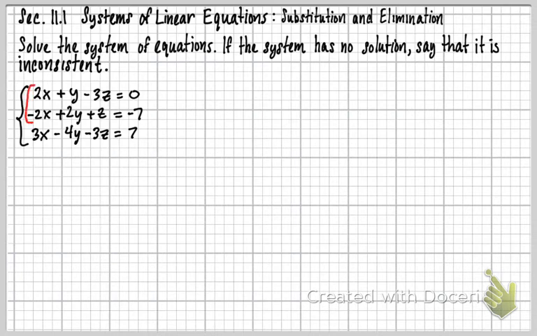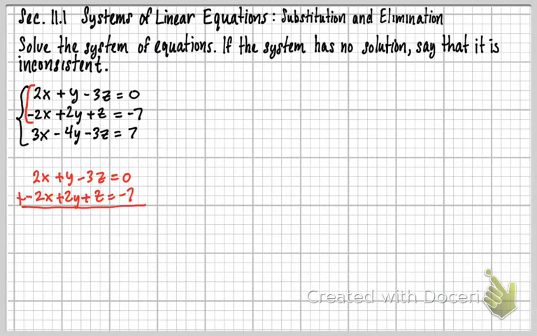Because I see that the x's are opposites already, I don't have to do any work there. I'm just going to add those together and get rid of the x's. So I'm going to have 2x plus y minus 3z equals 0. I just took this first equation and wrote it down there. And I'm going to write the other one just below it. So negative 2x plus 2y plus z equals negative 7.